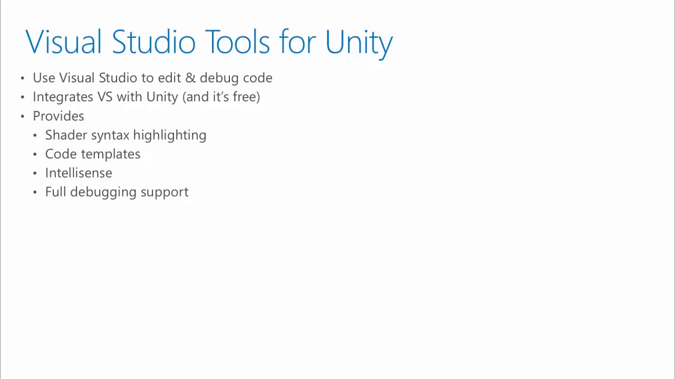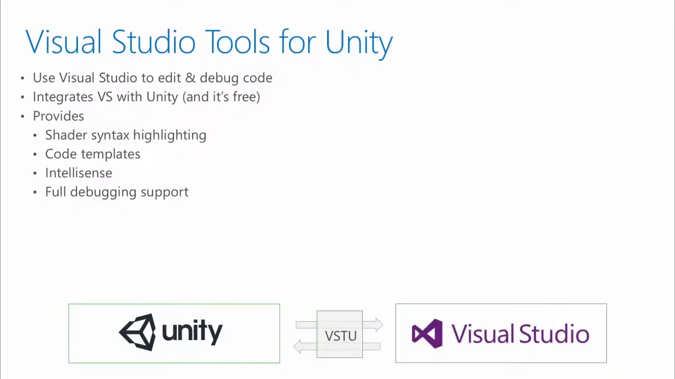It gives you shader syntax highlighting, code templates, which are really neat, IntelliSense as you'd expect, and full debugging support. The debugging support is interesting because we saw that Unity runs in its own little virtual environment when you click play, so you can actually use Visual Studio to debug when you click play inside of Unity. That's pretty neat. In a nutshell, it acts as the bridge between Visual Studio and Unity. VSTU is a plugin that talks to the Mono soft debugger that Unity uses. This plugin was made inside of Microsoft by some brilliant gentlemen, and it talks back and forth with Unity.